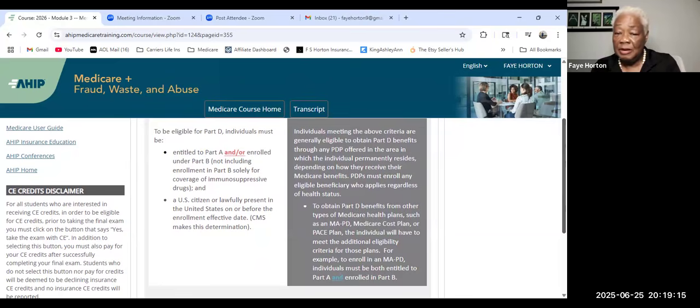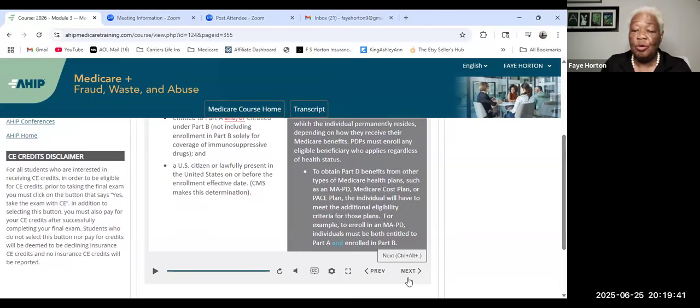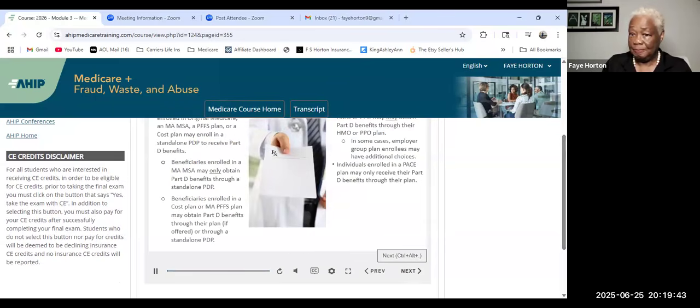To obtain a Part D benefit from other types of Medicare health plans, such as an MAPD, Medicare cost plan, or PACE plan, the individual will have to meet the additional eligibility criteria for those plans. For example, to enroll in a Medicare Advantage plan, individuals must be entitled to both Medicare Part A and enrolled in Part B.